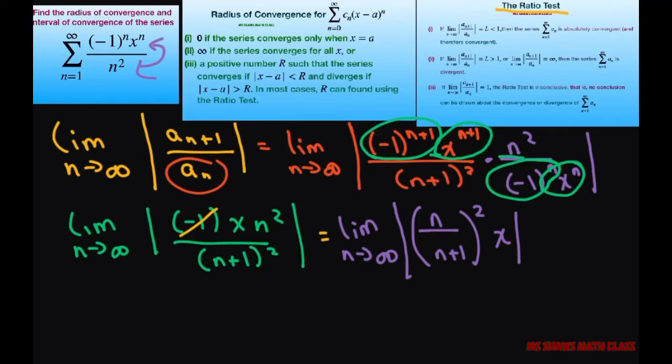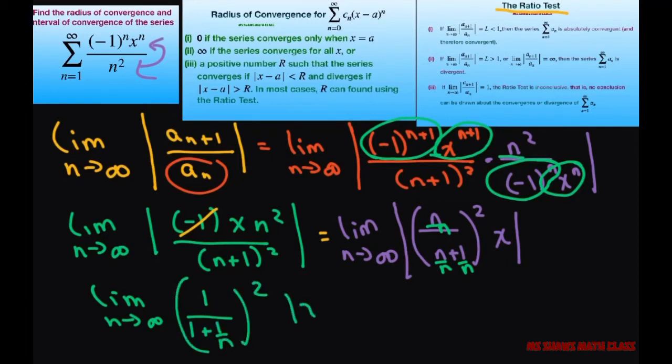All right, now simplifying this, I'm going to divide everything by n. So this is going to give you the limit as n approaches infinity of 1 divided by, this is just going to be 1, sorry, 1 divided by 1 plus 1 divided by n, and that's squared, times absolute value of x. Well, this just equals 1 because this goes to 0. So 1 squared is 1, and 1 times absolute value is absolute value. So you're going to get absolute value of x.